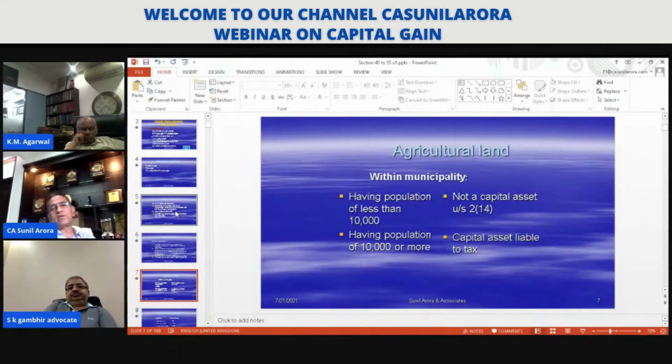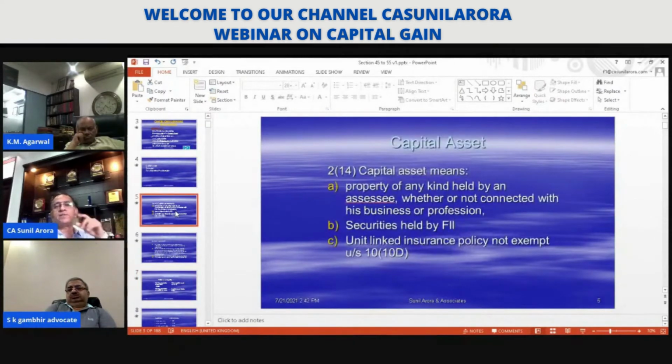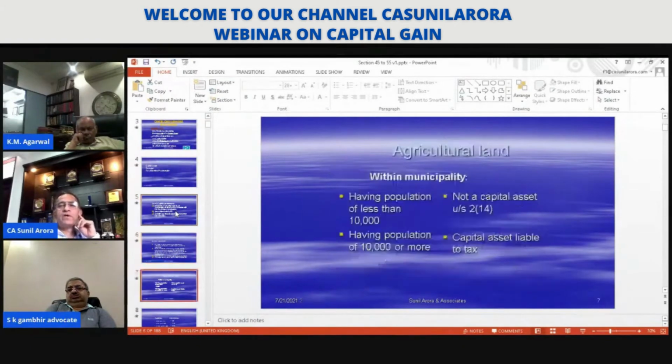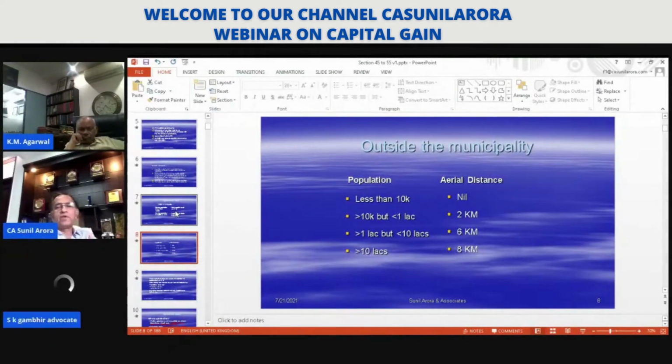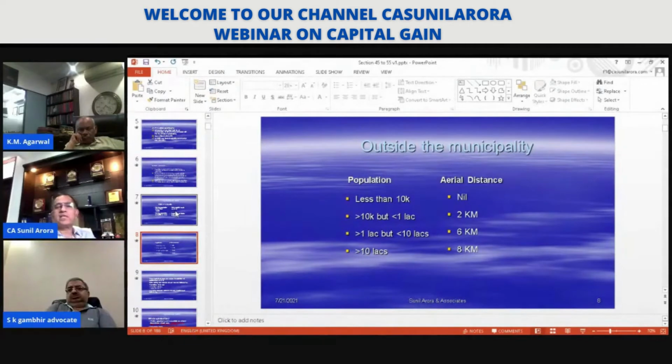Till the time the census results have not been notified, the earlier census would prevail. So now, any municipality having 10,000 population or more, and if the agricultural land is located in that particular municipality, then it will be treated as a capital asset which will be liable to tax. Now, this was when the land is located inside the municipality. If the land is outside the municipality, then in that particular case, again, we need to refer as to which is the nearest municipality.